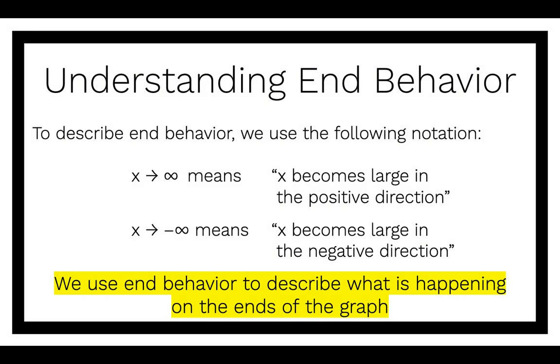Understanding end behavior. End behavior is a concept that can be kind of confusing. To describe end behavior, we use specific notation. So we use x with an arrow pointing towards infinity. And that just means as x becomes larger in the positive direction. And then x to the negative infinity means x becomes large in the negative direction. And we use the end behavior to describe what is happening on the ends of the graphs, where those arrows are going.